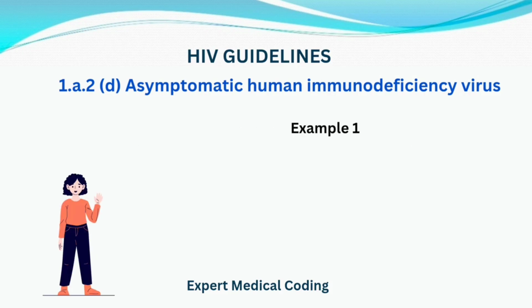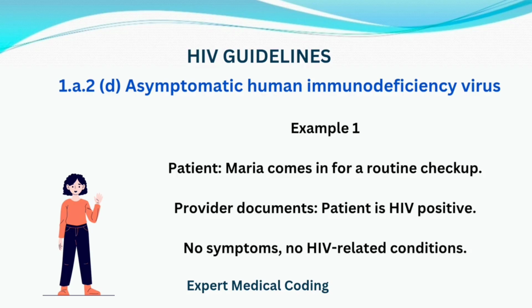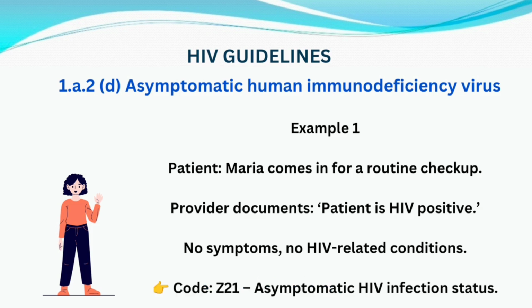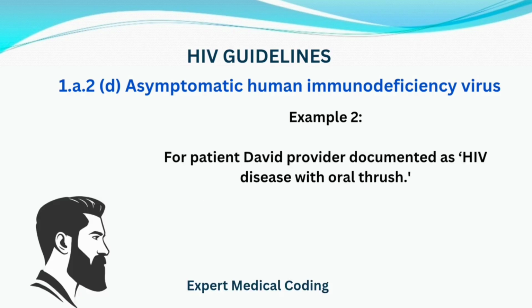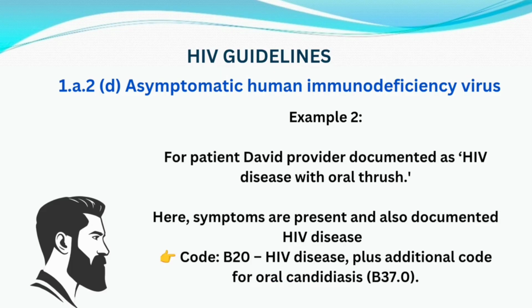Let's see an example now. Example 1. Maria comes in for a routine checkup. Provider documents the patient is HIV positive. No symptoms, no HIV related conditions. So we have to code it as Z21, asymptomatic HIV infection status. Let us see another example. For patient David, the provider documents HIV disease with oral thrush. Here symptoms are present and also documented as HIV disease. So we have to code B20, HIV disease, plus an additional code for oral candidiasis.